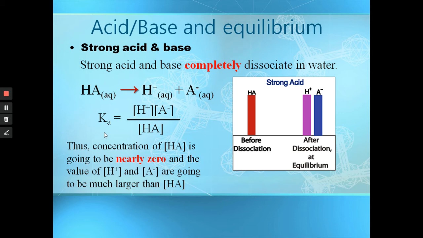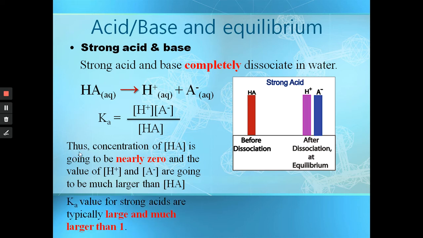So the concentration of HA is going to be nearly zero. Remember, after dissociation, you're going to have almost nothing left for the HA, because all of the HA is going to split into H and A. The concentration of the regular acid form here is going to be nearly zero because, as this arrow is showing, this is a complete one-direction reaction. So the concentrations of H and A will be much, much larger than HA.